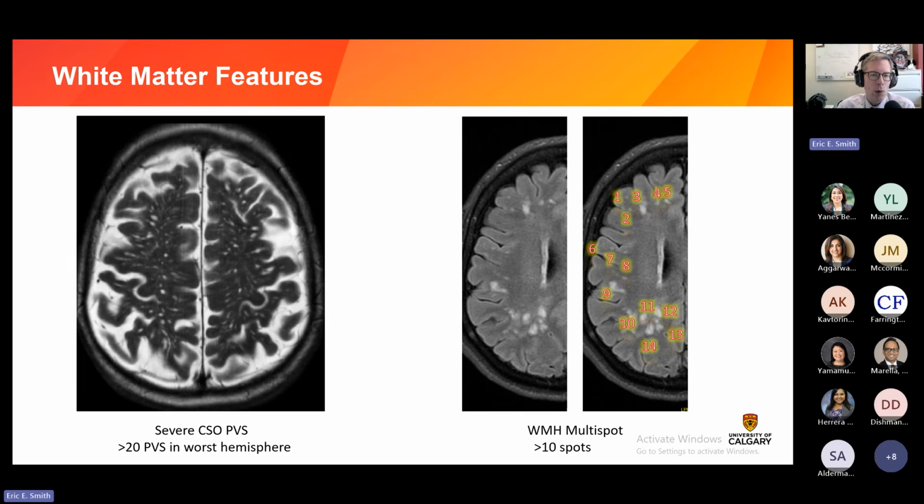So these white matter features are sensitive, like they're commonly seen in CAA, but not universally seen. They are not on their own highly specific, right? We see people with age-related small vessel disease, not due to CAA, that also have many enlarged perivascular spaces, or where you can count many white matter hyperintensity spots. So on their own, they're only indicative of possible CAA. But when they're present in addition to a hemorrhagic feature, it can make us more confident that it's fairly specific and that CAA is probably present.